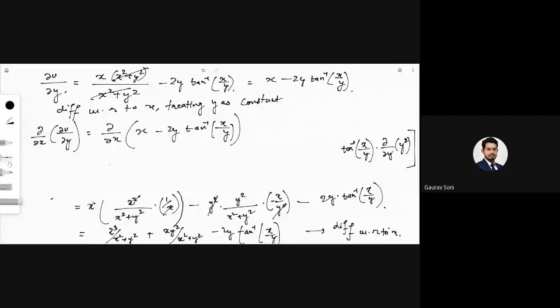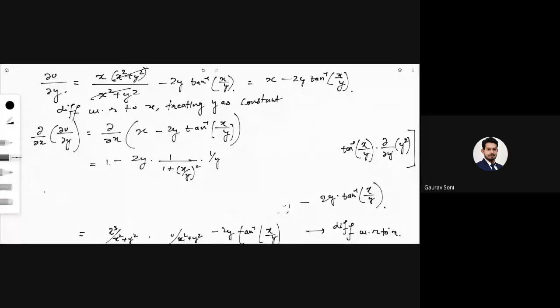So this is 1 minus 2y being constant. This will be 1 upon 1 plus x by y whole square. By chain rule, derivative of x by y with respect to x will become 1 upon y. So this can be simplified further, and what we get is the required answer.